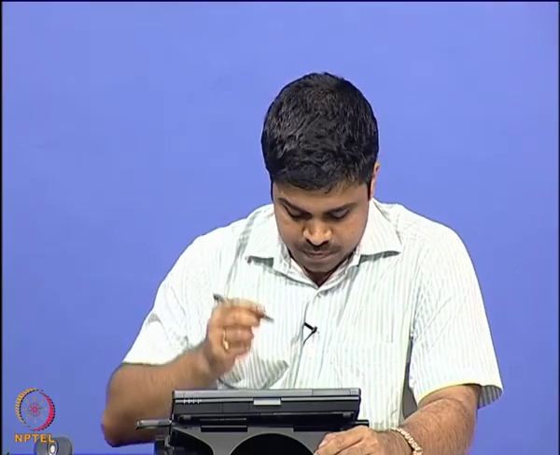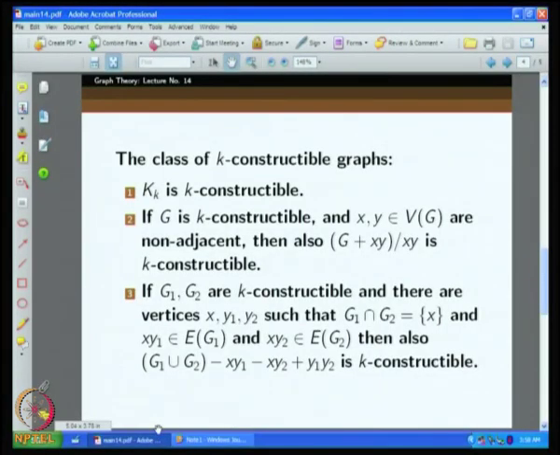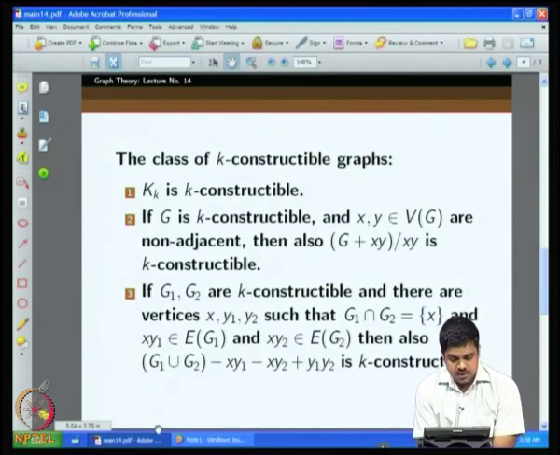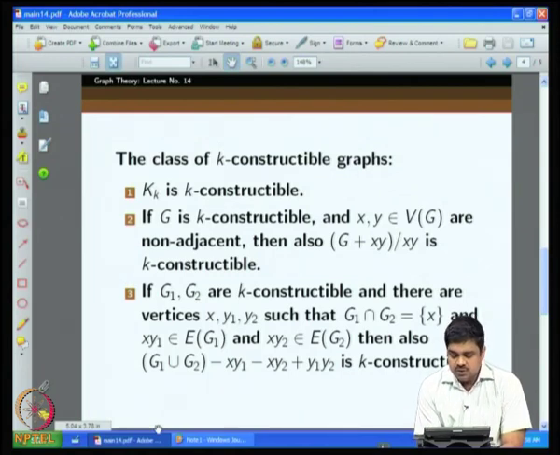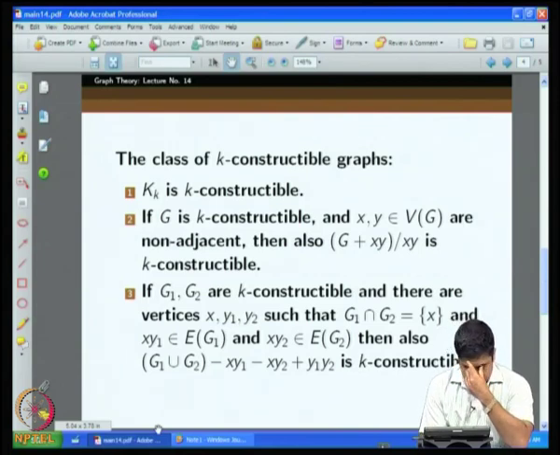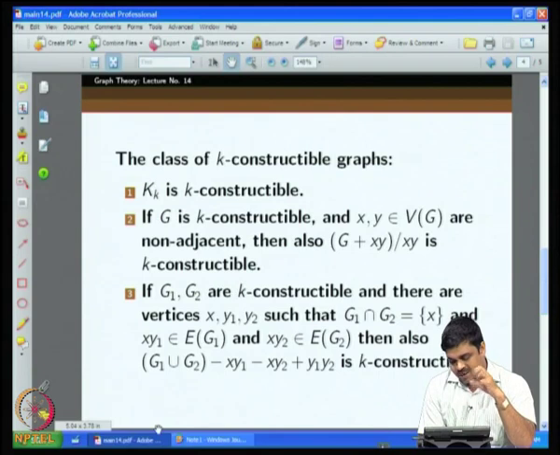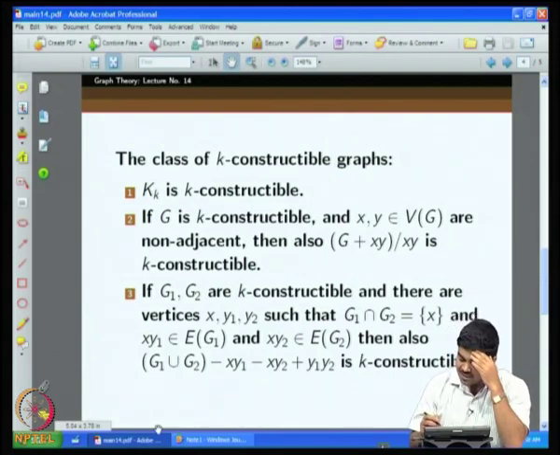So what is a k constructible graph? The class of k constructible graphs is defined like this. The complete graph K_k is k constructible. And then if G is k constructible and x, y are 2 non-adjacent vertices in V(G), then these non-adjacent vertices can be identified together, they can be contracted. So what it says is G plus xy, then contract that edge.